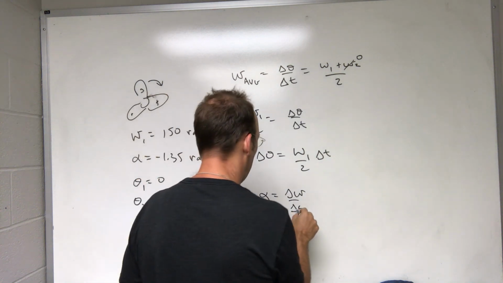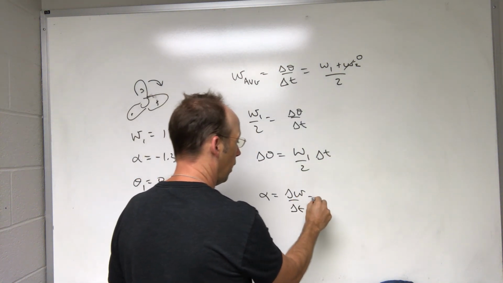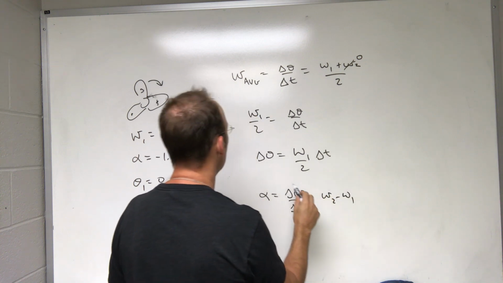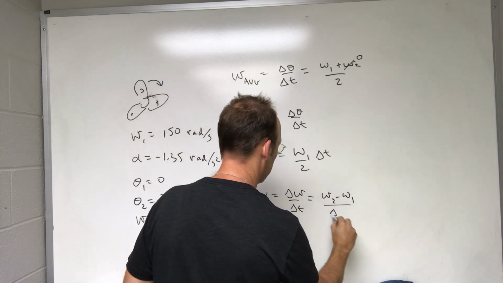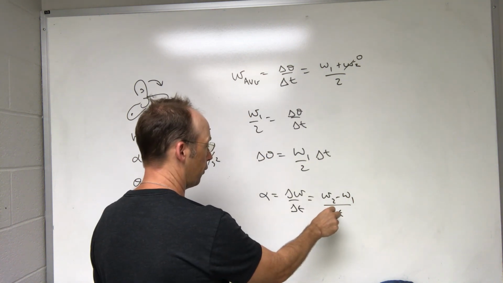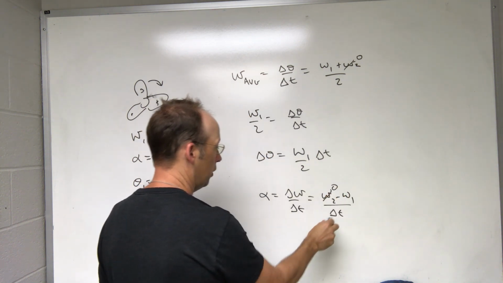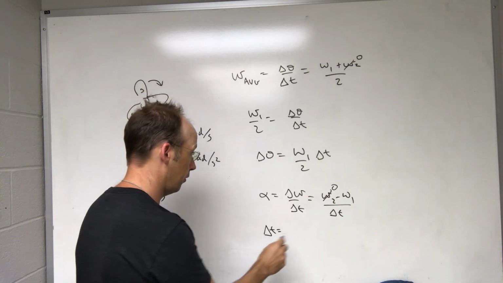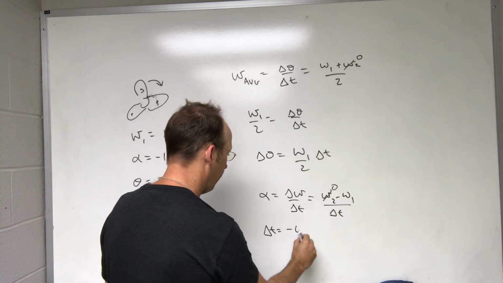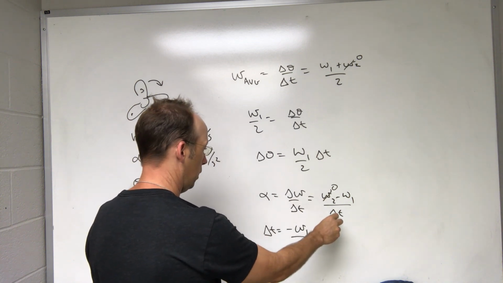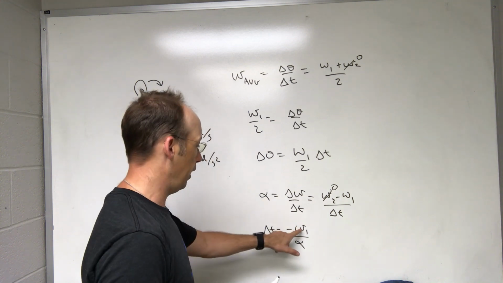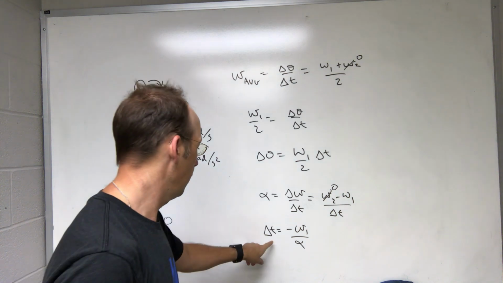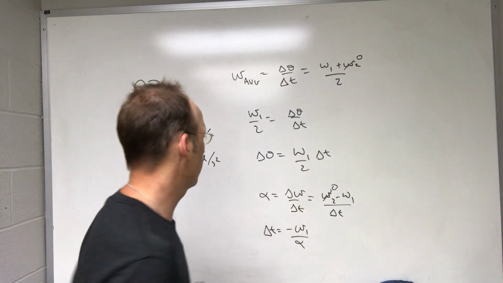Okay, so we know the change in angular velocity is going to be the final omega 2 minus initial omega 1. So I can solve this for delta t, and omega 2 is 0. Delta t equals negative omega 1 over alpha. Okay, radians, that's right. Just checking the units. It's early.